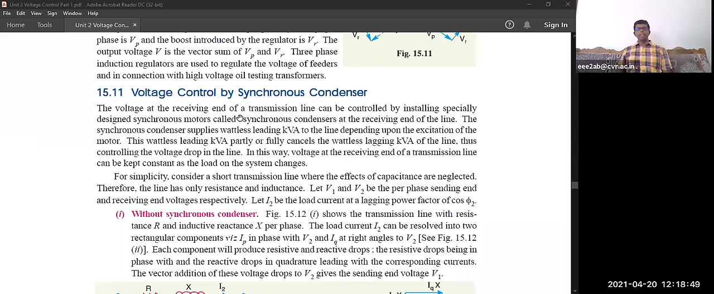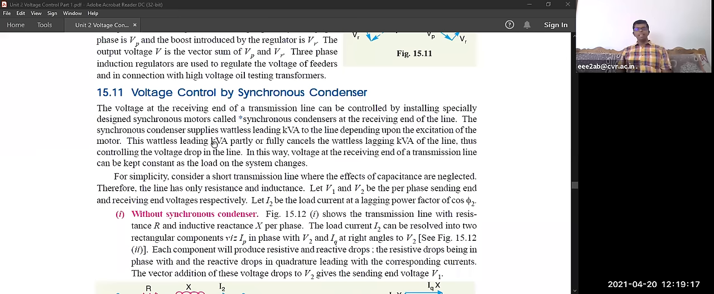The voltage at the receiving end of the transmission line can be controlled by installing specially designed synchronous motors called synchronous condensers. So a synchronous motor, when it is overexcited, acts as a synchronous condenser at the receiving end of the line. The synchronous condenser supplies wattless leading kVA to the line, depending upon the excitation of the motor.